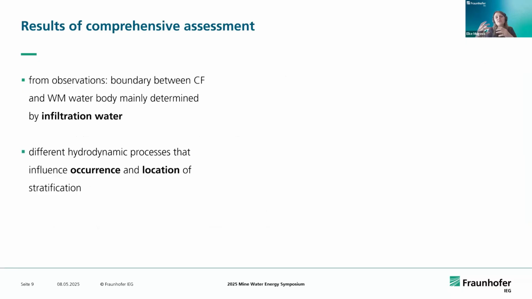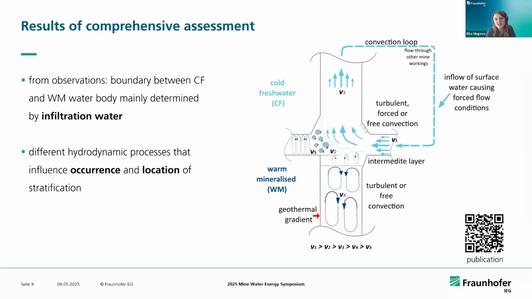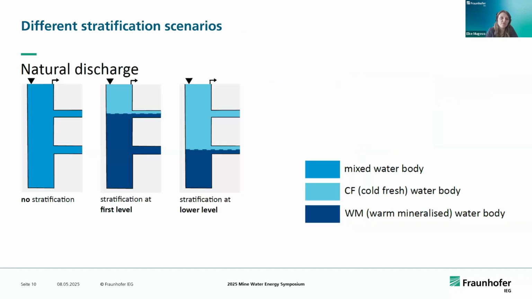or the boundary between the cold freshwater and the warm mineralized water body is mainly determined by infiltration water, and that there are different hydrodynamic processes that influence the occurrence and the location of stratification. And I think this is a picture that you have to have a look at when you have some time. So I just left a QR code for the publication here, and you can have a look. But you can see there are many different processes that really influence the occurrence and also the location where the stratification occurs.